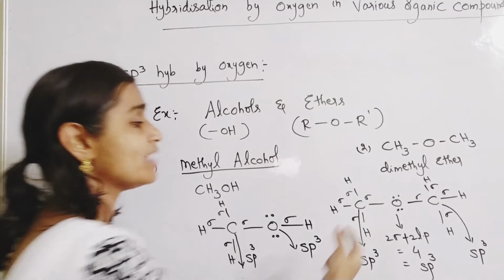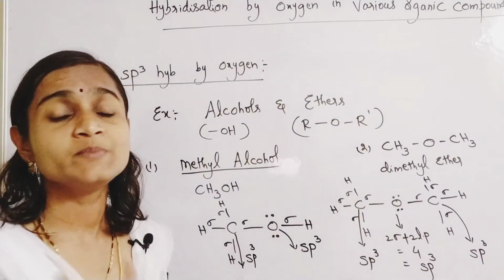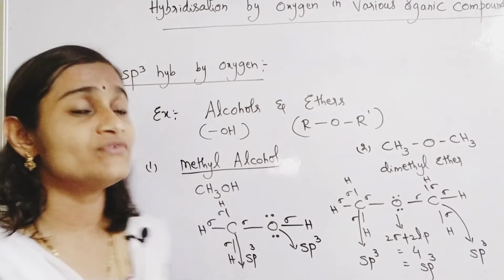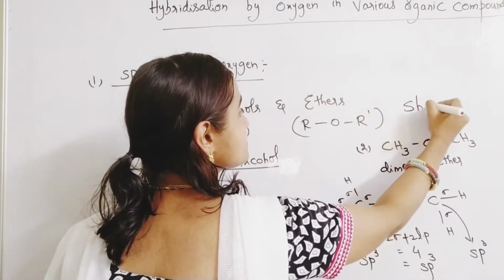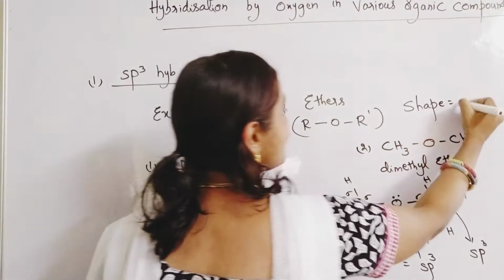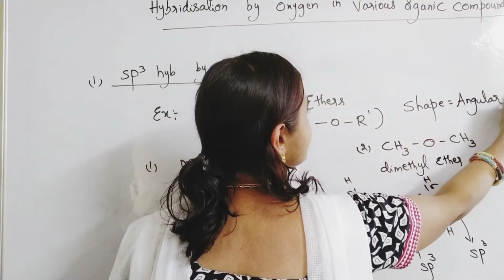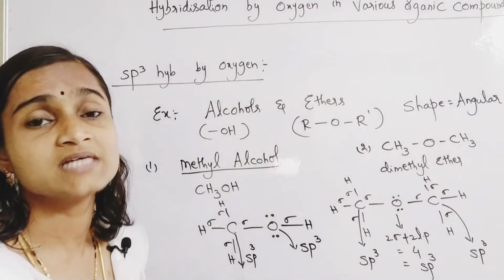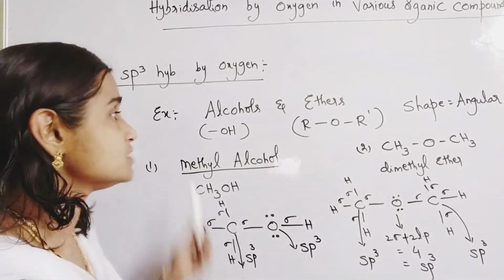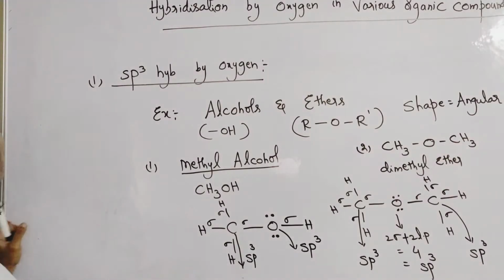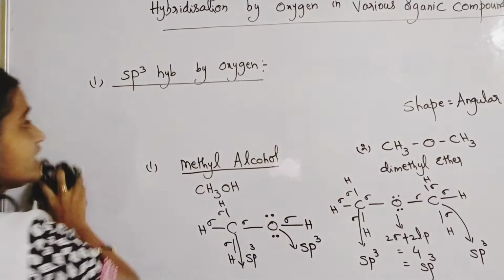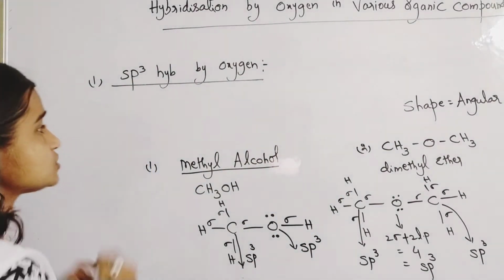Now the shape of the molecule where sp3 hybridization with the central atom having 2 sigma bonds and 2 lone pairs, the shape of the molecule is what? Angular shape. Angular or bent, or you can also call it V shape, as it is observed in a normal water molecule. Okay, so this is case 1 where oxygen is exhibiting sp3 hybridization.